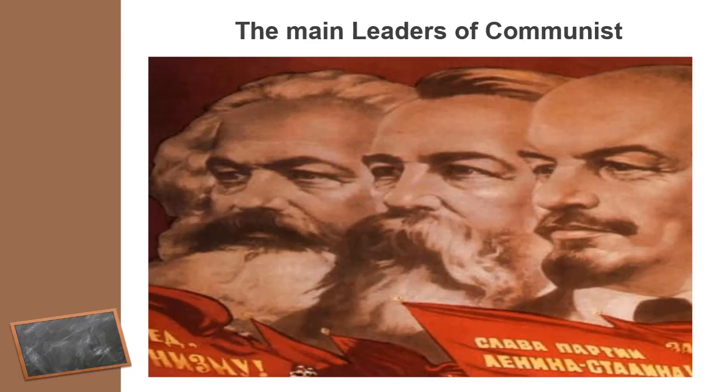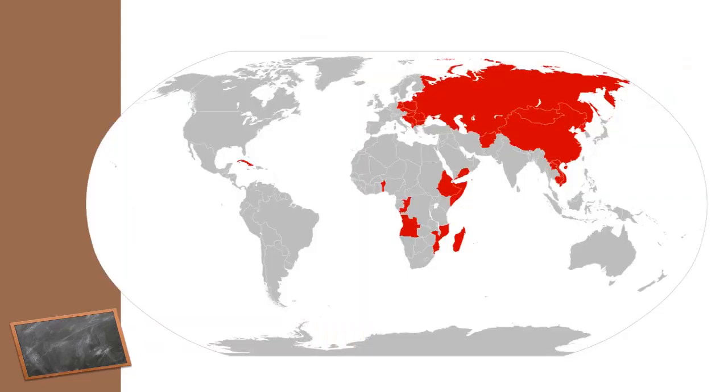Dear students, you can see a picture on the screen. Here are three leaders of the communist movement. Right to left: Karl Marx, Friedrich Engels, and Vladimir Lenin. The slogan the communists used was "From each according to his abilities, to each according to his need." Students, here you can see a map on your screens. The red area is showing the communist countries.